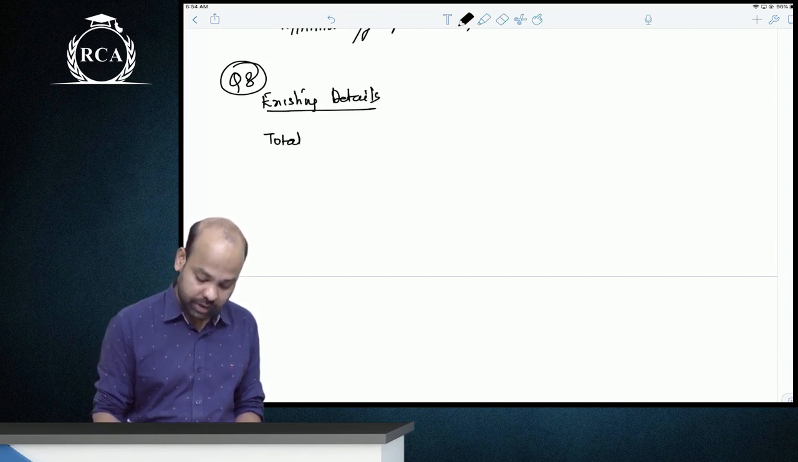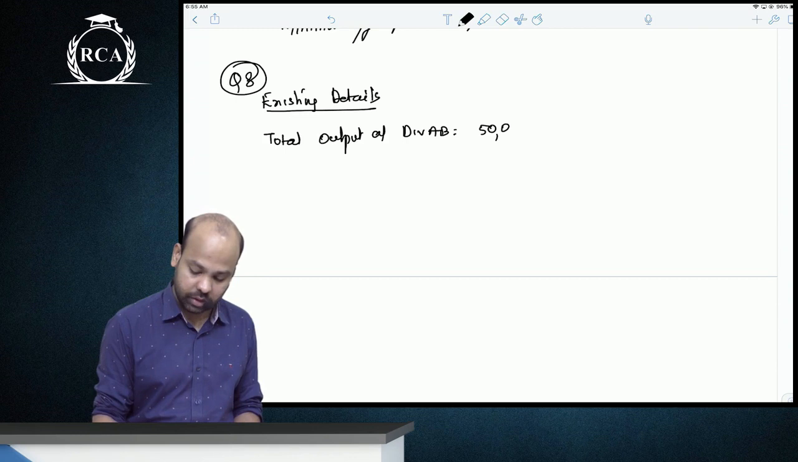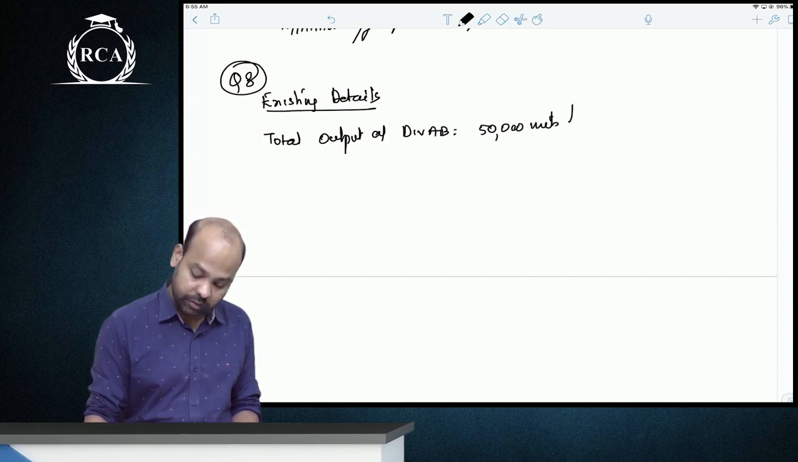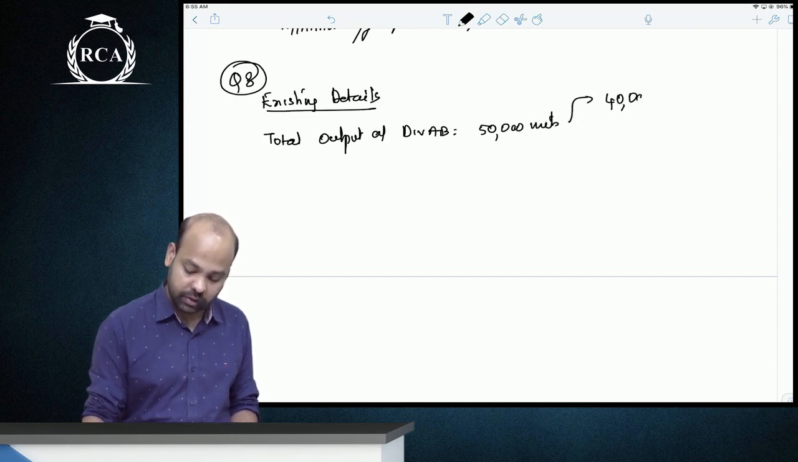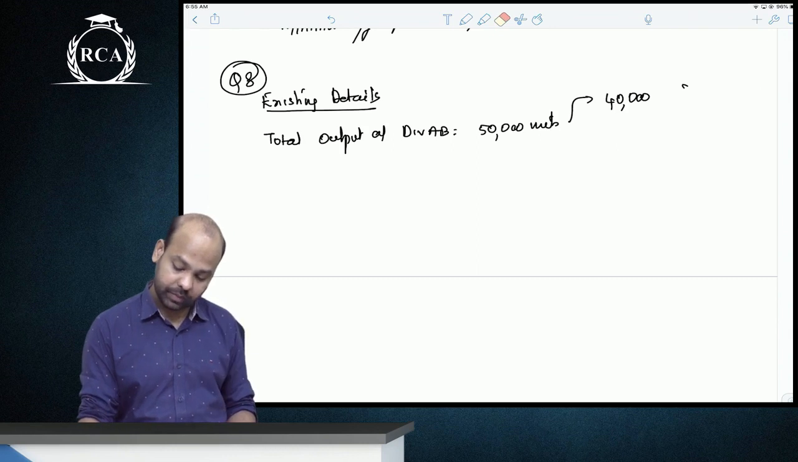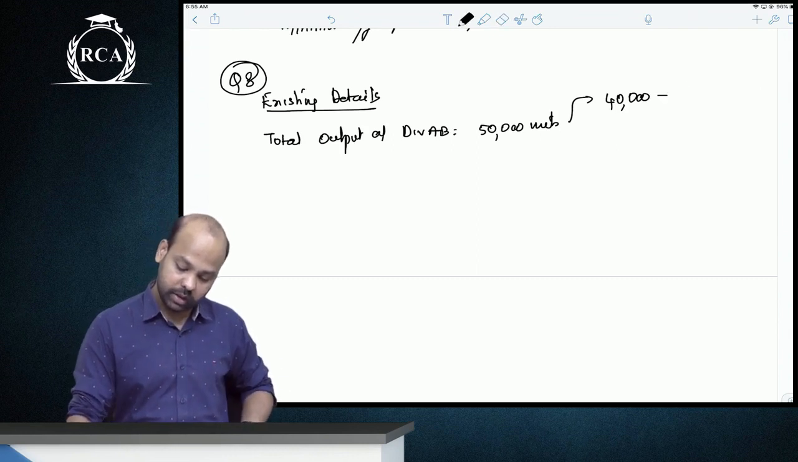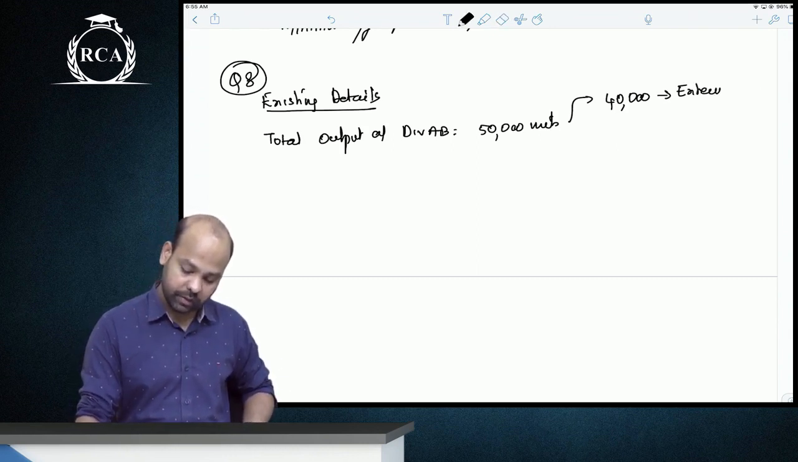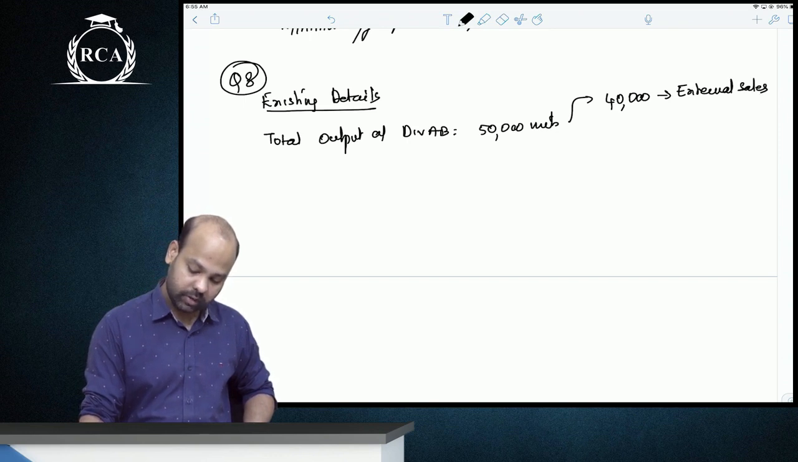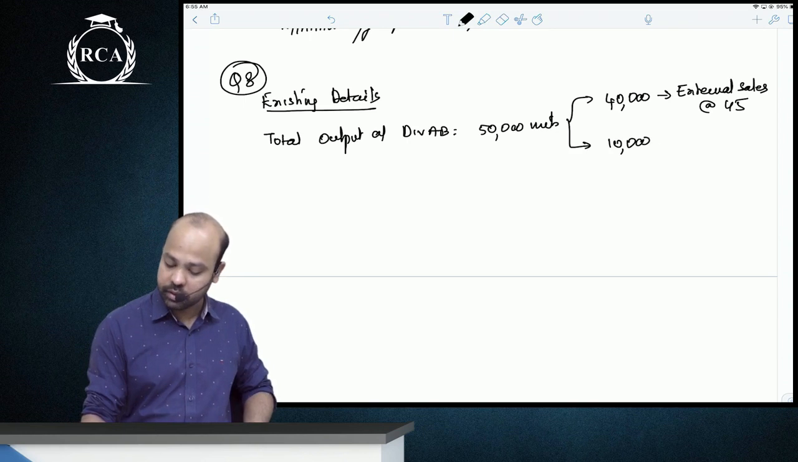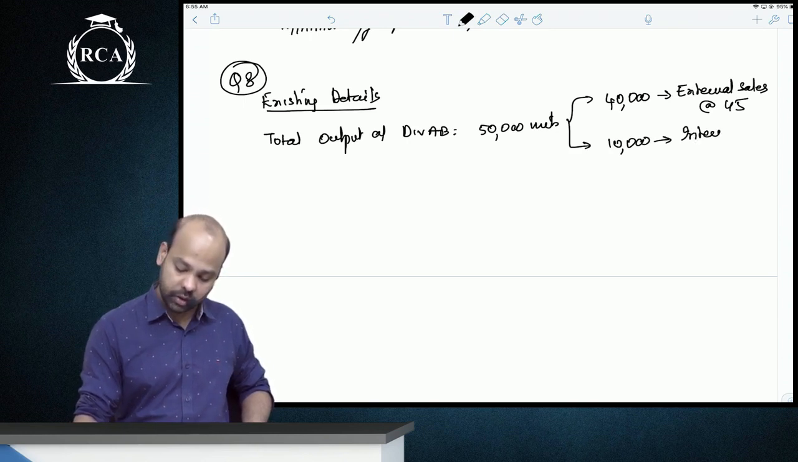Total output of Division AB is how much? Total output of Division AB is 50,000 units. Out of this, 40,000 units are sold externally. 40,000 are external sales at 45 rupees, and then there are 10,000 units of internal transfers at 42.